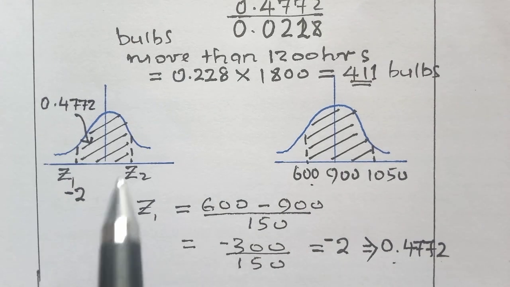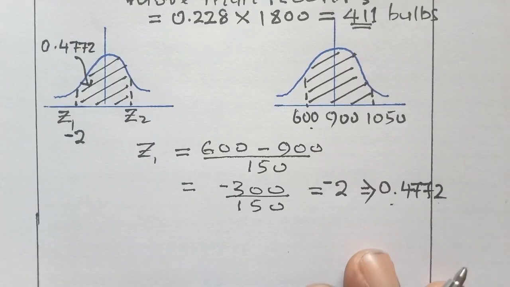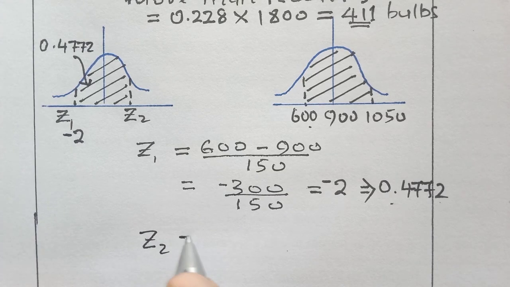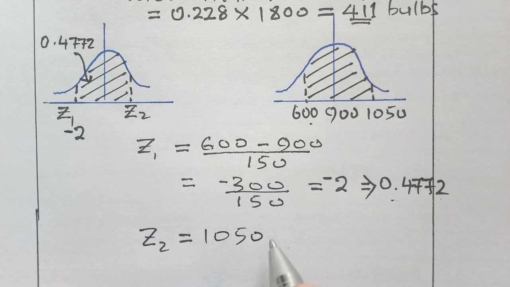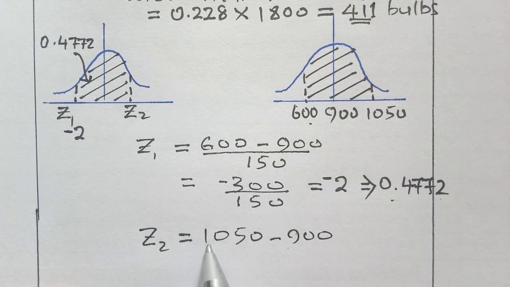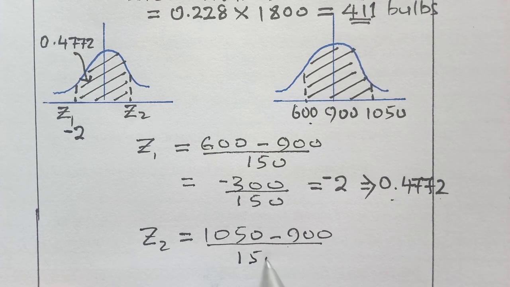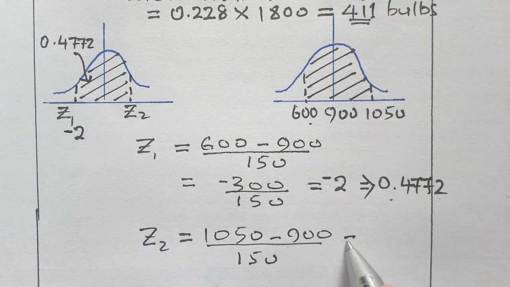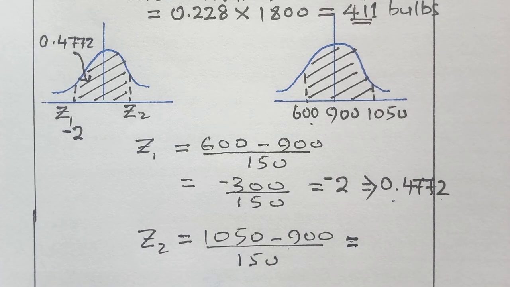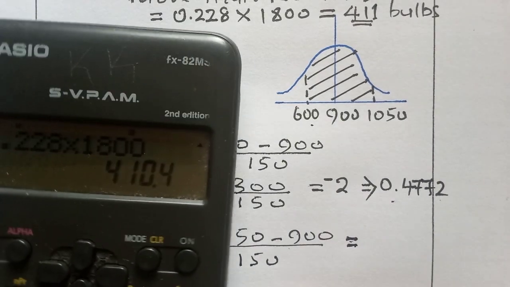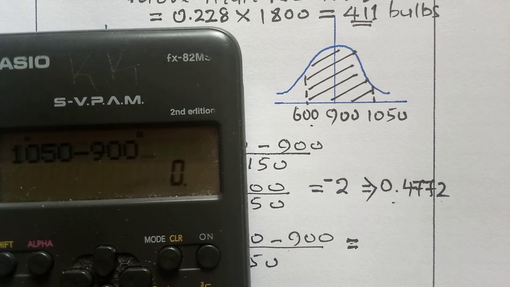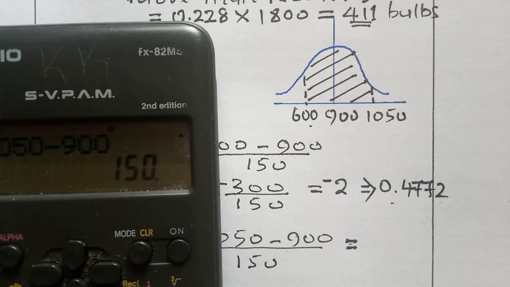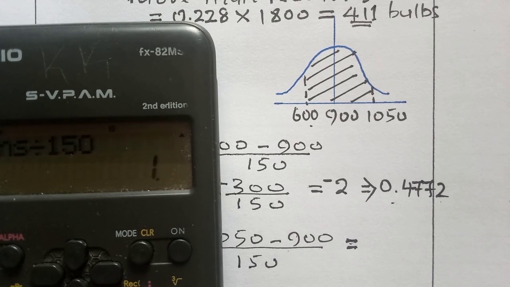So the next thing, guys, is we look for Z2. For Z2, we apply the same principle. It is going to be 1050 minus 900 all over 150. Whatever we get is going to be our Z2. From the calculator, 1050 minus 900 equals that, divided by 150. So guys, we get 1.